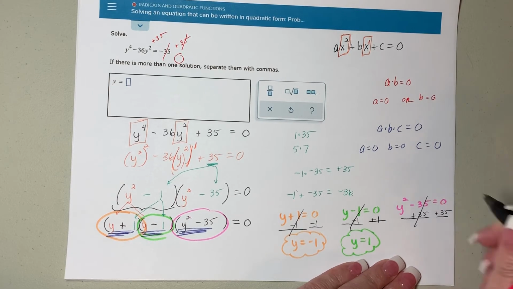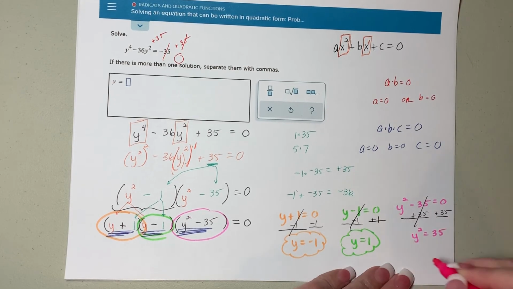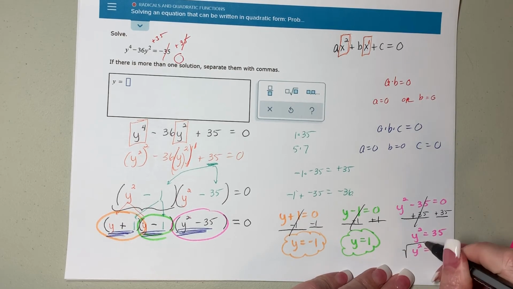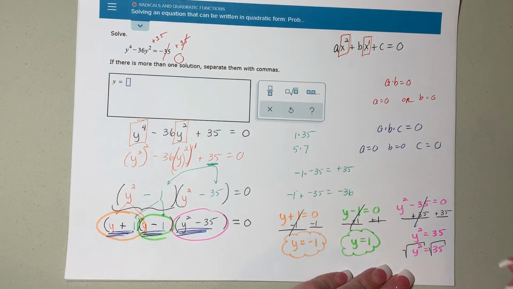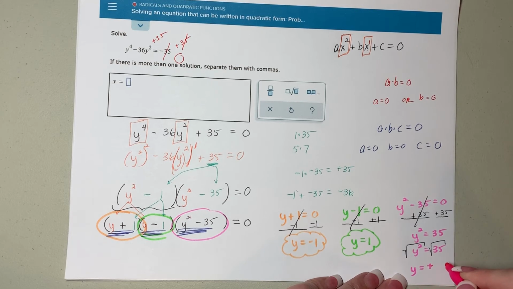Factoring's not working. So that cancels. I get y squared is equal to 35. And now what I'm going to have to do to solve for y is get rid of the squared. And to undo a square, you square root. And then I got to square root the other side. If you square root a y squared, it's just going to leave you with a y. And then here's the tricky part. When I take the square root of 35, there's actually going to be two possible answers. Either the positive value of whatever the square root of 35 is, or the negative value of the square root of 35.